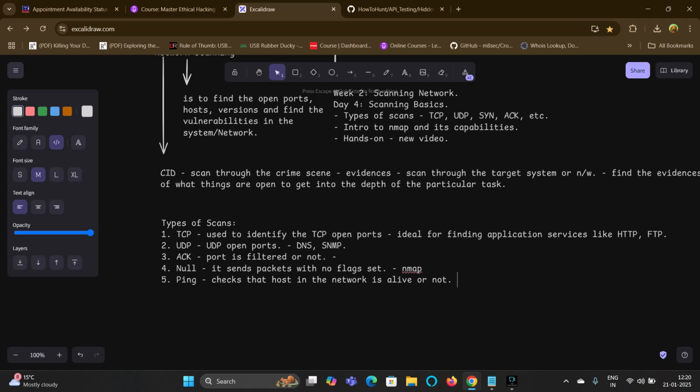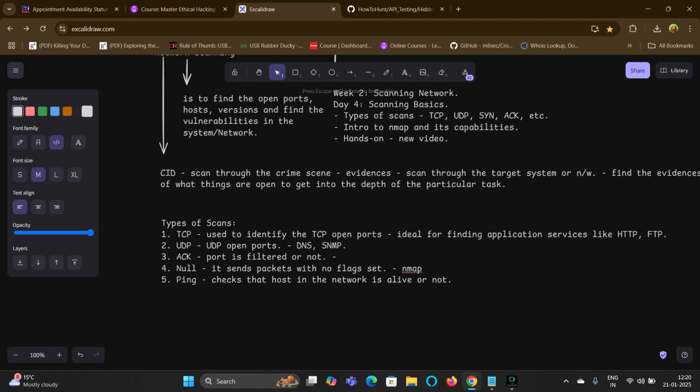Let's say we are checking a particular IP address using Nmap, or you can say the ping scan, and it shows the host is not alive, is not connected. That is how a ping scan works. So these are the 5 types of scans that I am going to discuss, as these are really important, and for the hands-on I'll be showing you the commands that we are going to use for these particular scans.